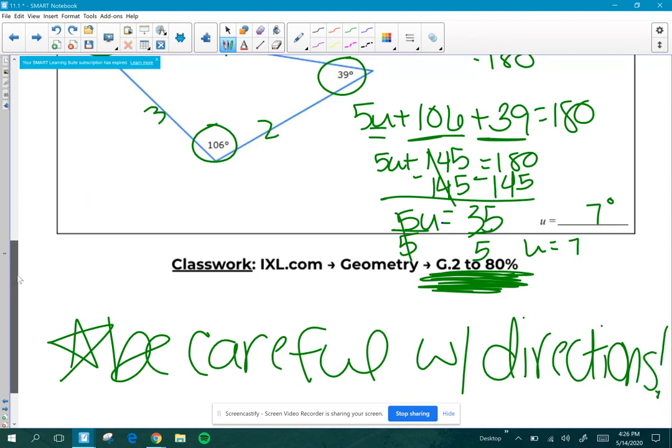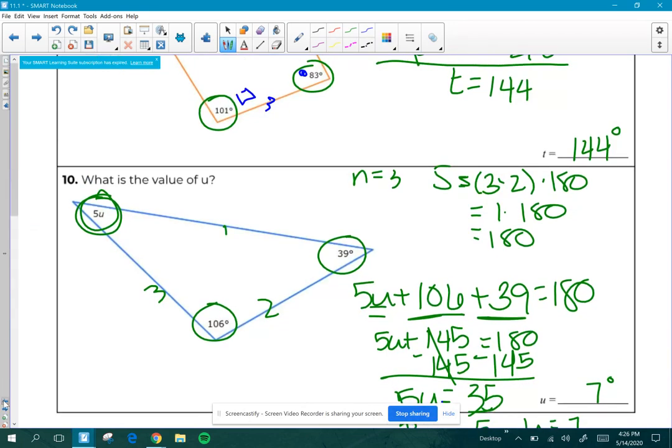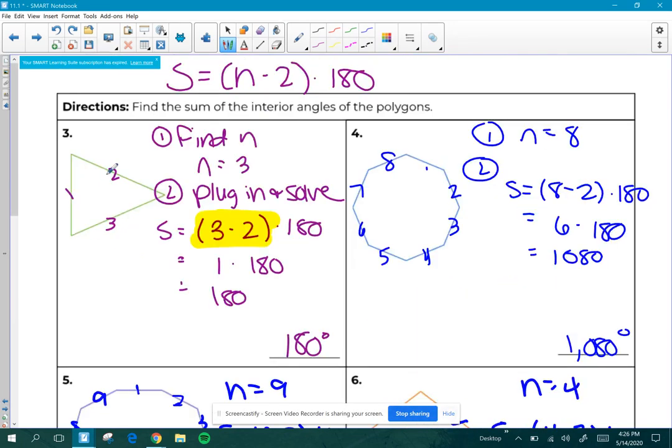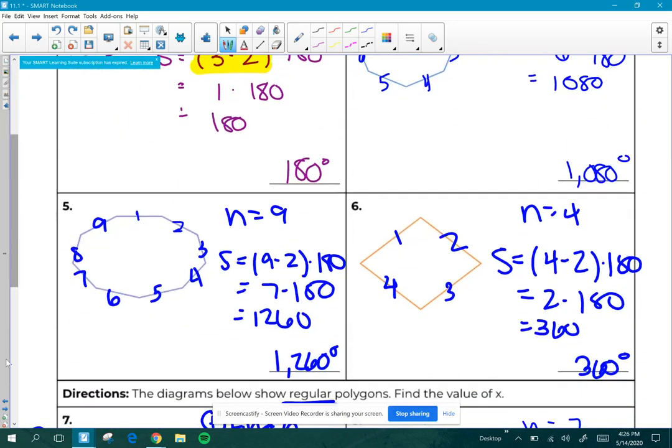You might have one question that looks like this guy, and then you might have one question that asks you to find the sum. Then you might have another question that asks you to find the sum. Then a question that asks you to find the triangle. So just be very careful.